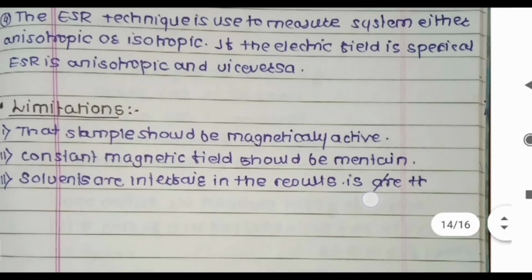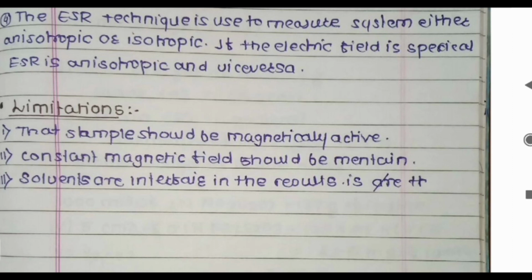So it is the electric field which has the special effect in the ESR spectrum. So this ESR spectroscopy is anisotropic and vice versa. Okay, so these both ESR, that is, it is direction independent. Okay, the anisotropic effect is direction independent. So the ESR technique is useful for the determination of the spectrum.